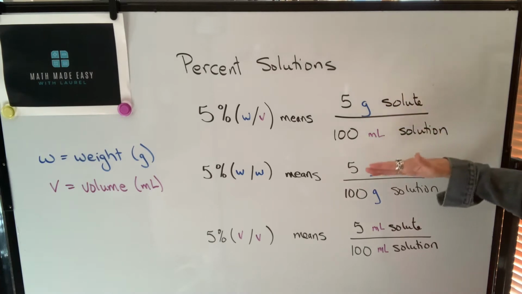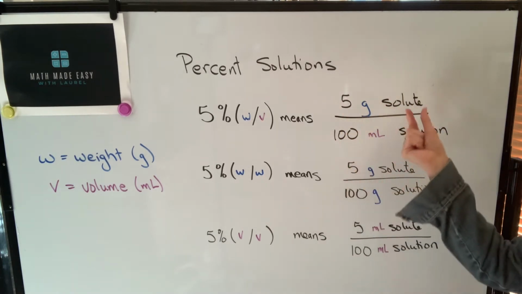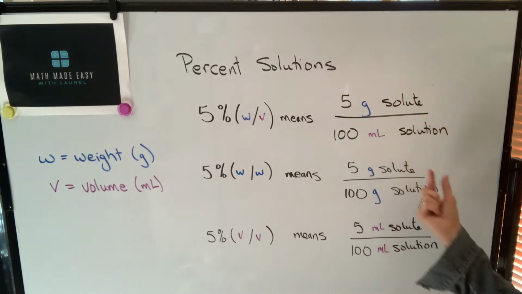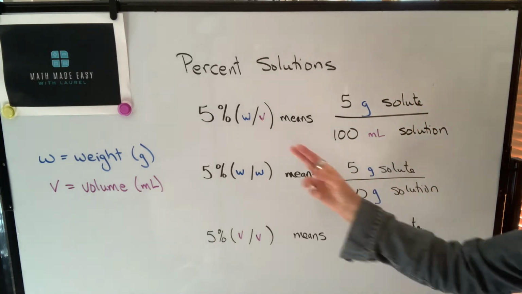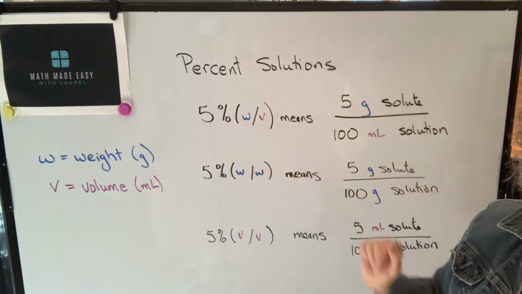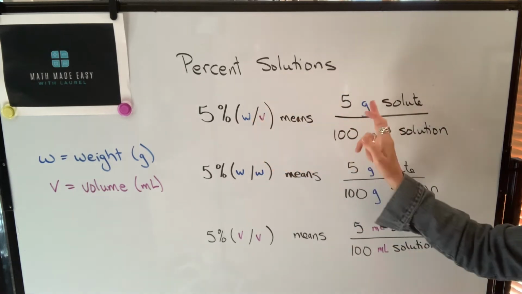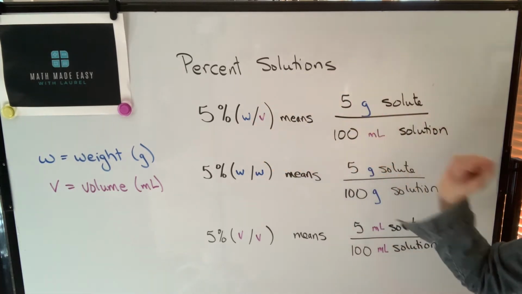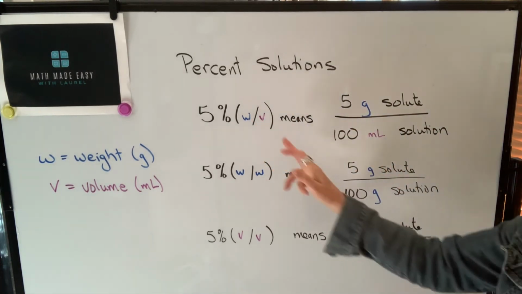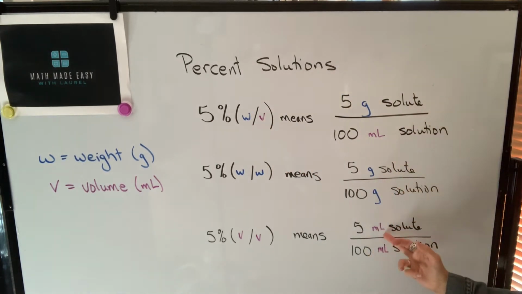Notice that with all three, it means 5 per 100, and it means solute per solution. What changes is the units depending on whether we're talking about a mass or a weight or a volume. So understand W means mass or weight. You'll always see grams as your unit. Whenever you see a V, the unit always needs to be milliliters.